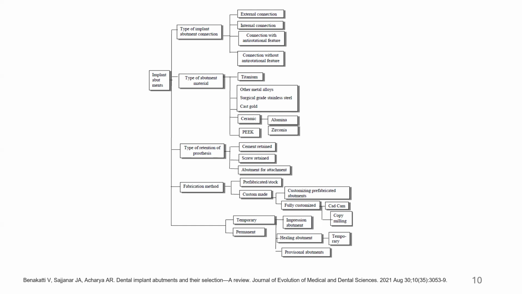We also have abutments categorized according to the retention of the prosthesis. We have cement retained, screw retained, and abutment for attachment. And according to the fabrication method, we have prefabricated stock abutments. We have custom made, which can be categorized into customizing the prefabricated abutments, or fully customized, which can be CAD/CAM or copy milling. And we have temporary and permanent abutments, where the temporary abutments can be impression abutments, healing abutments, and provisional abutments.